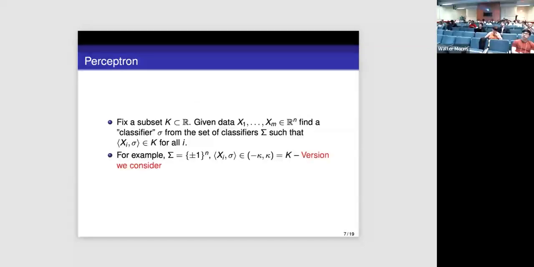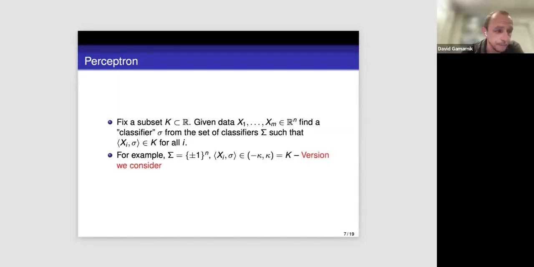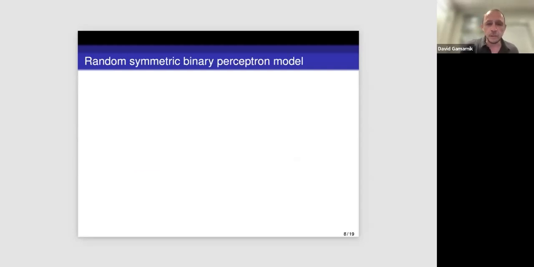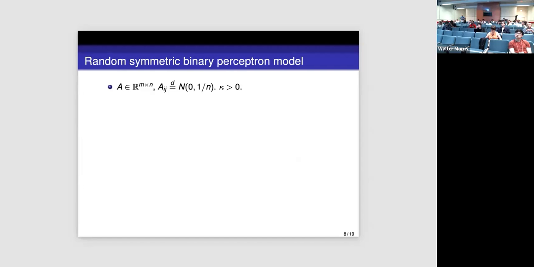Okay, so that's the model, and that's the version we will consider. But more than that, we will consider a random instance of this symmetric binary perceptron. It's binary because it has plus or minus 1 entries, and symmetric because the interval from minus kappa to kappa is symmetric. We will consider a random symmetric binary perceptron model. This model is the one where the data is generated randomly according to a rather straightforward mechanism.